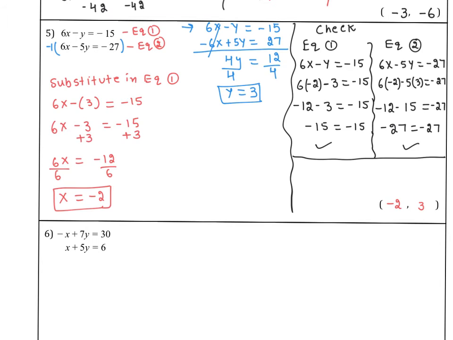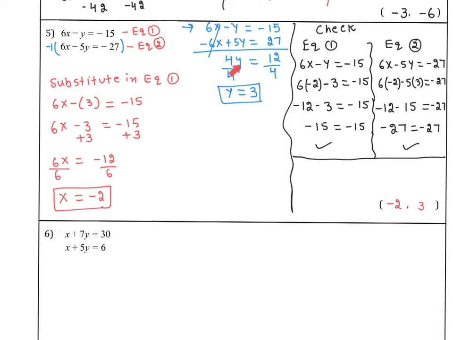Question number 5. You have two equations: 6x minus y equals negative 15, equation number 1, and equation number 2 is 6x minus 5y equals negative 27. None of them are the same or opposite, but these two, 6x and 6x, are the same. We need one of them to have an opposite sign, so I'm multiplying the bottom equation by negative 1. The first equation stays as it is, and the bottom equation becomes negative 6x plus 5y equals positive 27.